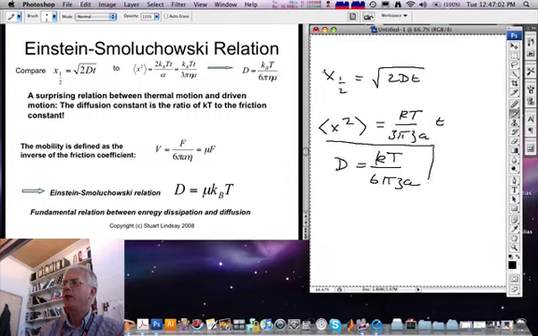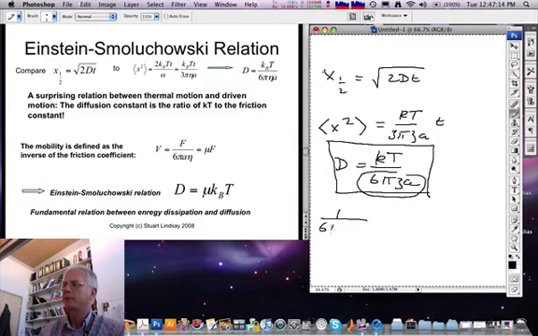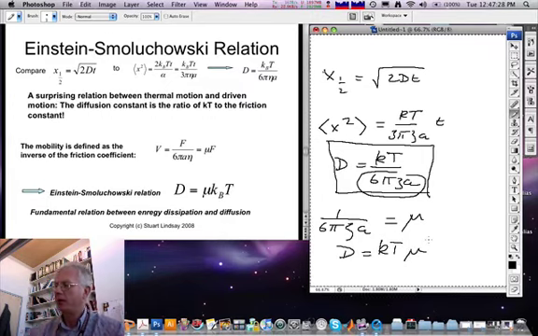This is an example of a general relationship first derived by Einstein and Smoluchowski, called the Einstein-Smoluchowski relationship. If we take 1 over the friction coefficient to be a mobility, which we call mu, the general statement of the Einstein-Smoluchowski relationship is that the diffusion constant is kT times a mobility. It's a very general, surprising result, because it relates the motion of a driven particle, the mobility, to the motion of a particle moving under random thermal fluctuations.